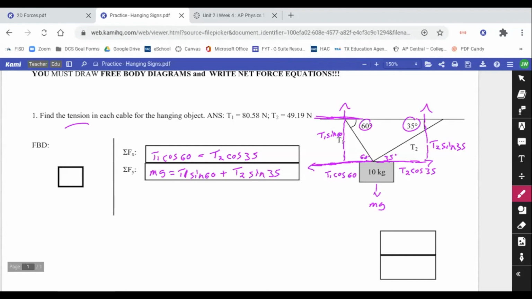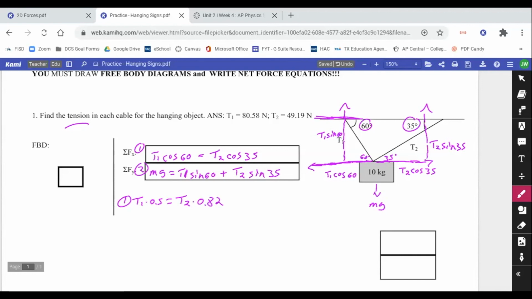If we want to solve for any of these, we could clean these up a little bit. Let's call this equation 1 and equation 2, just so we can keep things straight. If I take equation 1 and bring it down here, I can solve for T1. Cosine 60 in my calculator gives me 0.5. So T1 times 0.5 is equal to T2 cosine of 35. I type cosine 35 into my calculator and get 0.82, so 0.82 times T2.